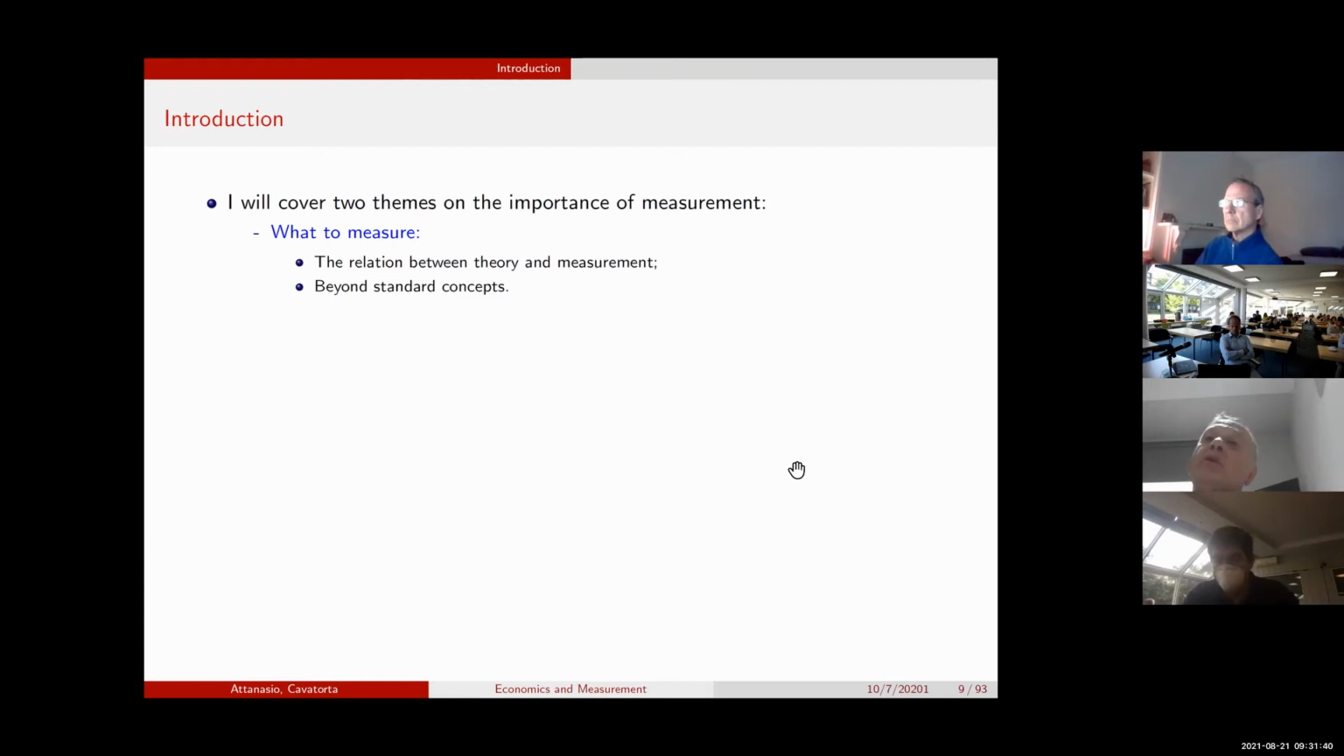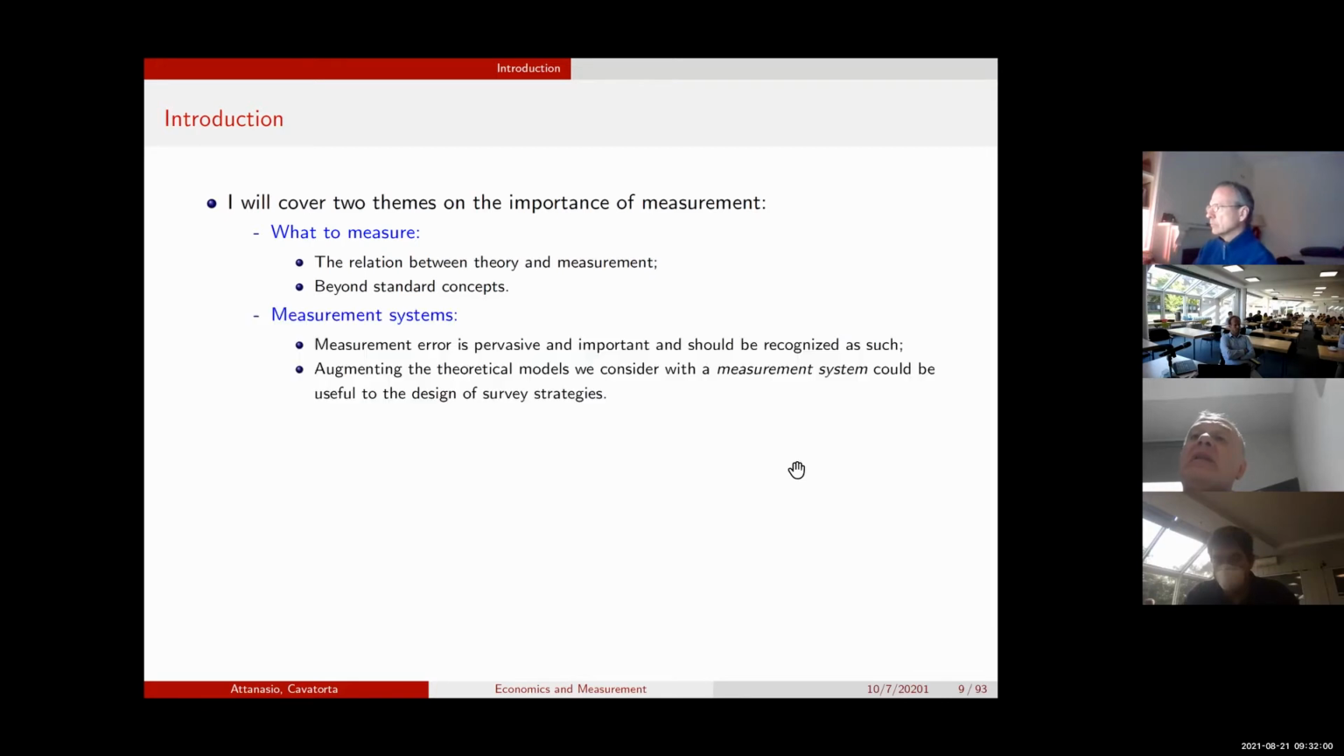So what I will do today, I will cover two things on the importance of measurement. The first is what we measure, and what is the relationship between economic theory and measurement. And then I will argue that it's useful to go beyond the standard concepts. Then I will talk very briefly about measurement systems.